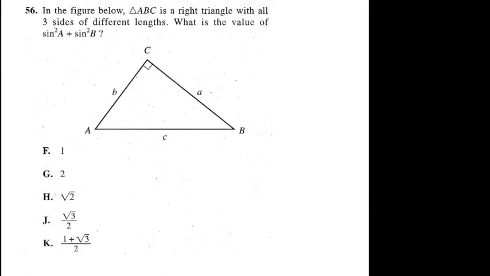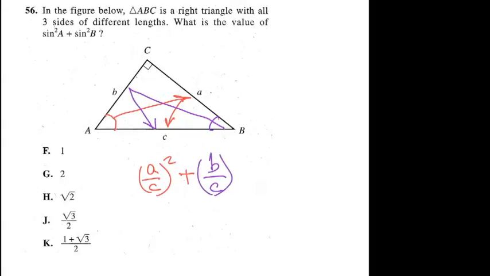In the figure below, ABC is a right triangle with three sides of different lengths. What is the value of sine squared A plus sine squared B? Well, let's take a look. To do my sine of A, it's going to be opposite over hypotenuse, but it's squared. So what I'm going to have is A over C squared plus, now the sine of B. So going to the sine of B, I get over here, and opposite over hypotenuse, B over C squared.